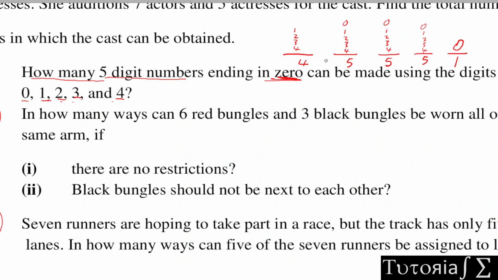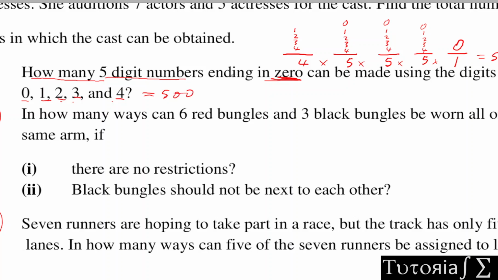Okay. So now what we do here is we're going to multiply out. So 4 times 5 times 5 times 5 times 1, which will give us 500. So how many 5-digit numbers can be made for this? That is 500 possible combinations. So that is the answer for this question.